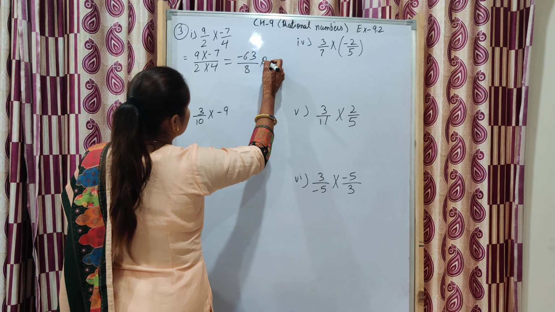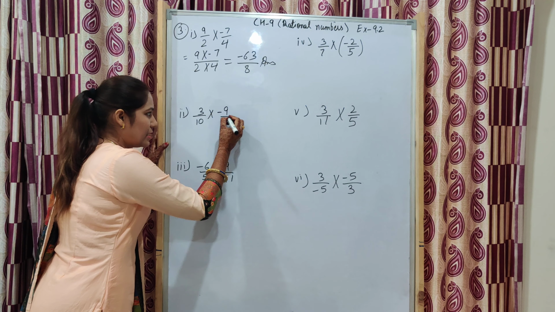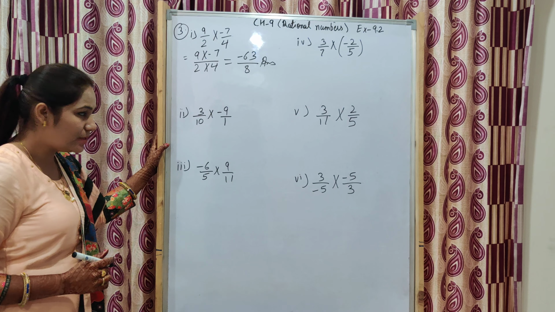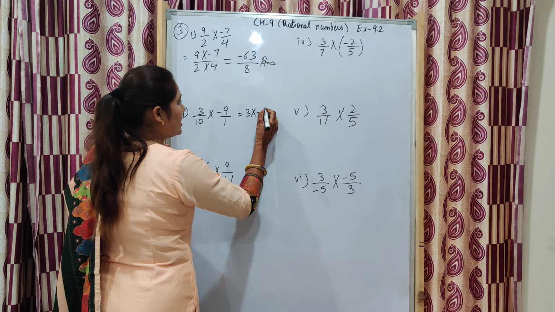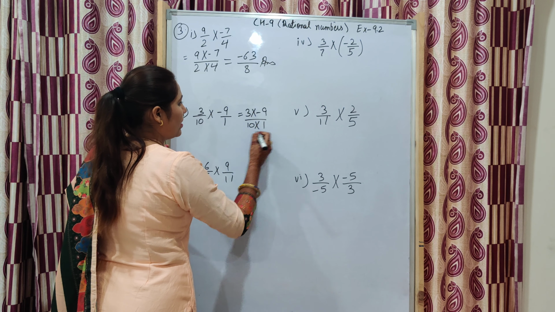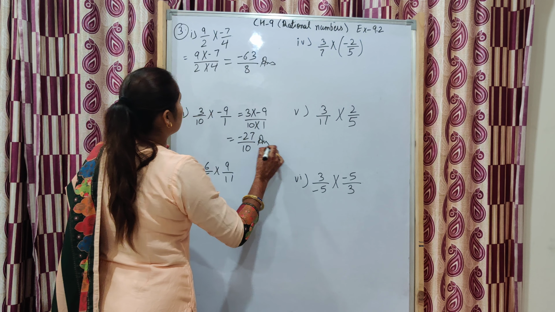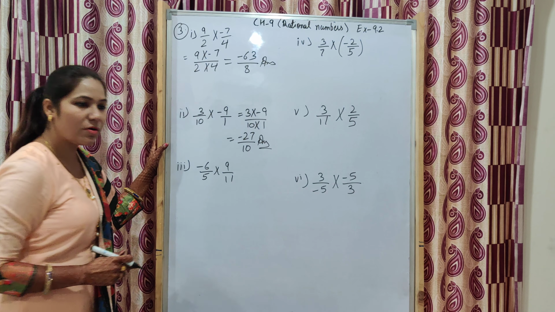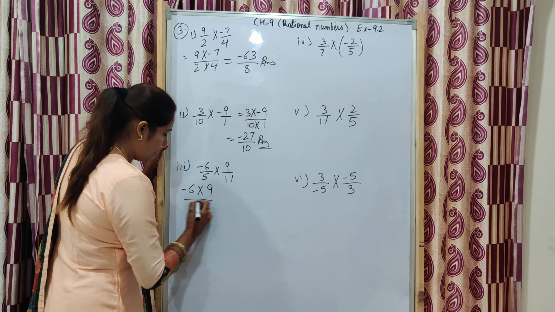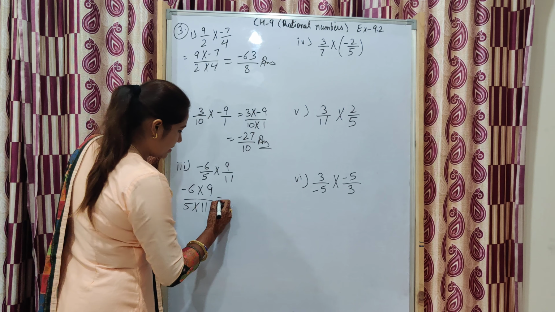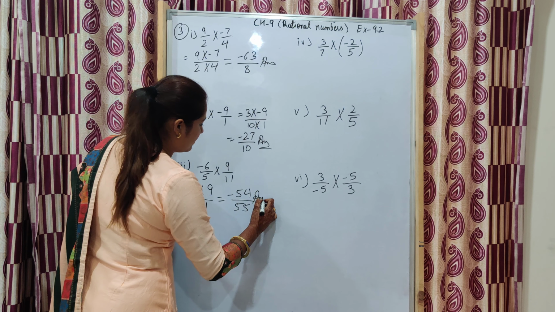So it was our answer of the first part. Now second part, minus 9, nothing in denominator, you will write 1. Now 3 multiplied by minus 9 and 10 multiplied by 1 will become minus 27 upon 10. That is our answer. Minus 6 upon 5, 9 upon 11. Minus 6 multiplied by 9, 5 into 11. That is minus 54 upon 55, the answer.